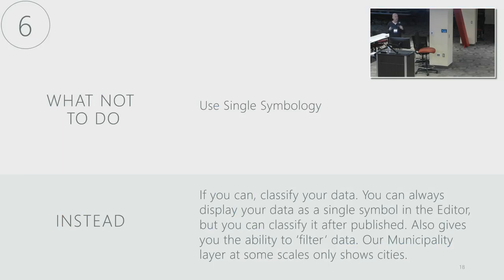So don't just add your data as a single point, line, or polygon, because what happens, very similar to the fonts, is that you don't have a lot of options later on. A couple things here: in our municipality layer, we have townships, cities, and boroughs. We will show those differently on a map, and if I don't classify them beforehand, then I can't classify them within the map.